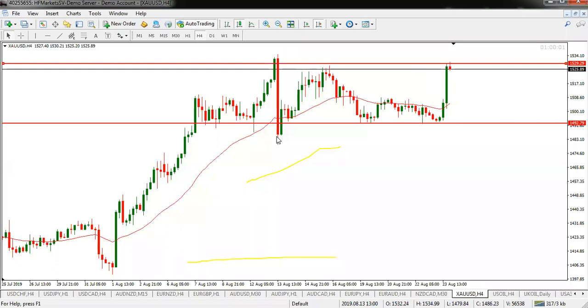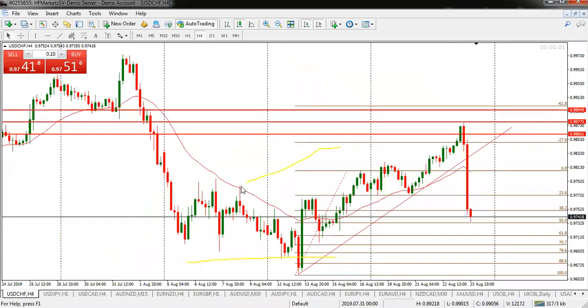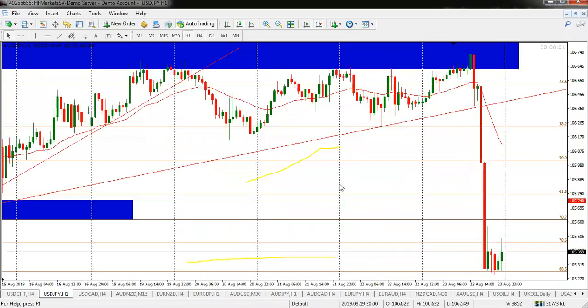It's not every support that the market turns from. Market breaks a lot of them as well. Let me show you examples. Now look at this. This is supposed to be a support, but the market broke it. Look at the UJ we spoke about.